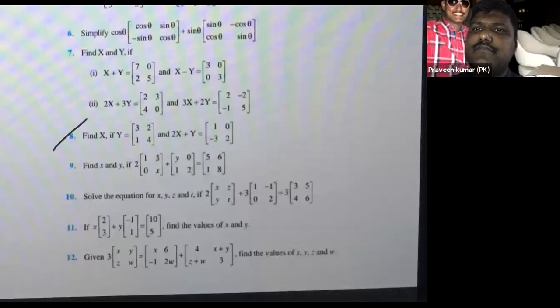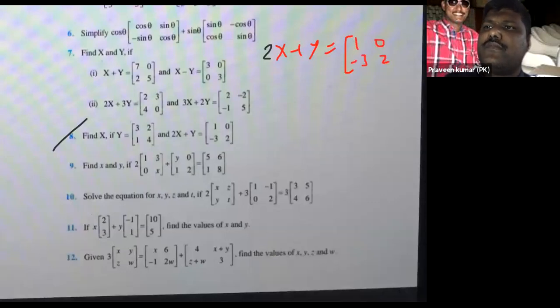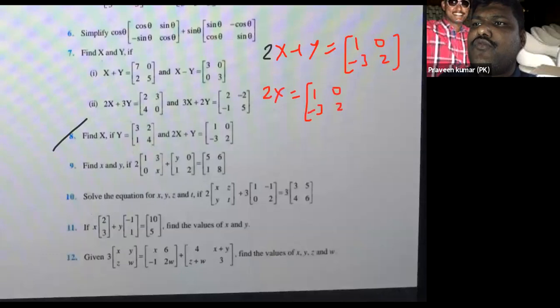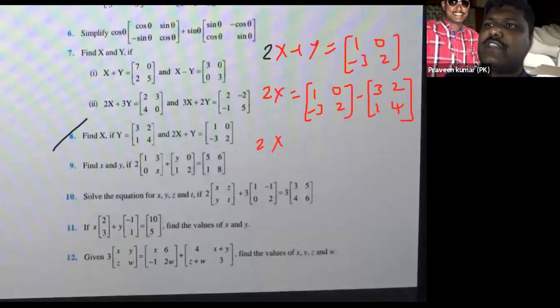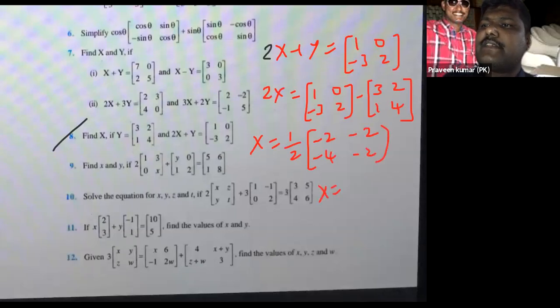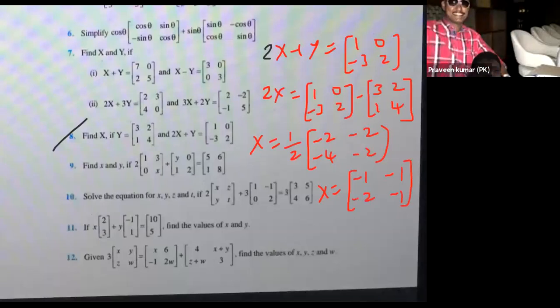Question number 8. It's not very difficult, easy. 2x plus y they given, my dear students. 10 minus 3, 2. They're asking y is given. 2x is equal to 10 minus 3, 2 minus. So what is the y value? 3, 2, 1, 4. Subtract 2x, x. 2 transfer to the right hand side. X is equal to 1 by 2 into 1 minus 3 minus 2 minus 2 minus 4 minus 2. Divide: x is equal to minus 1 minus 1 minus 2 minus 1. Understood? Simple only, not difficult.